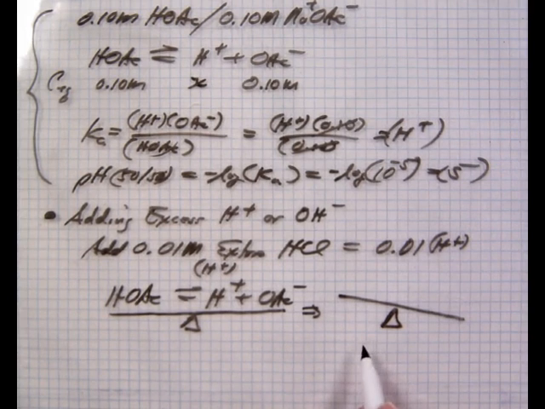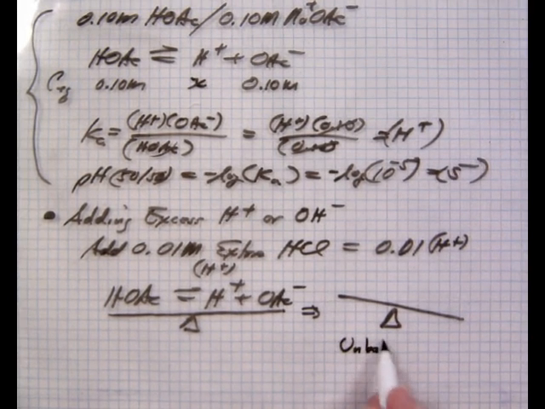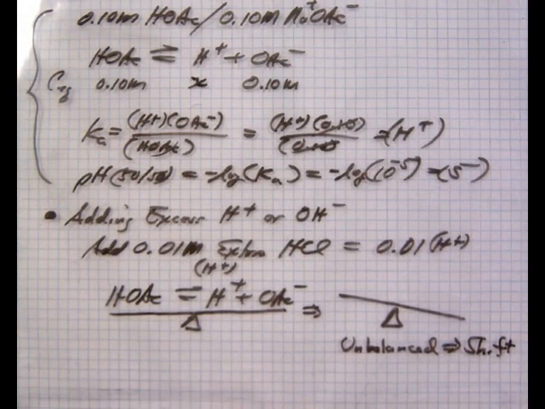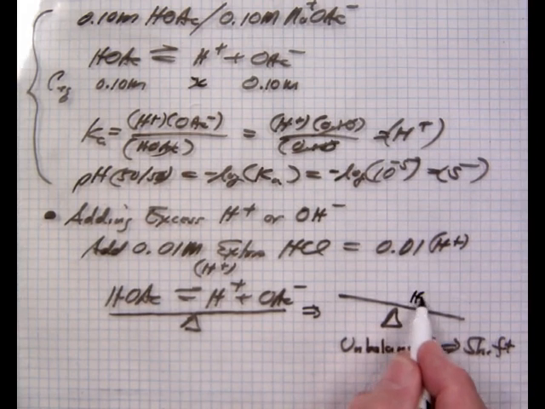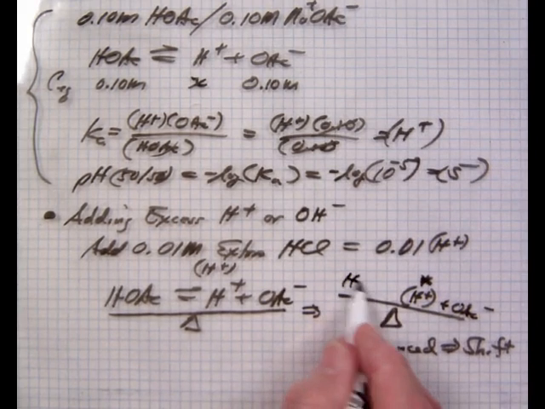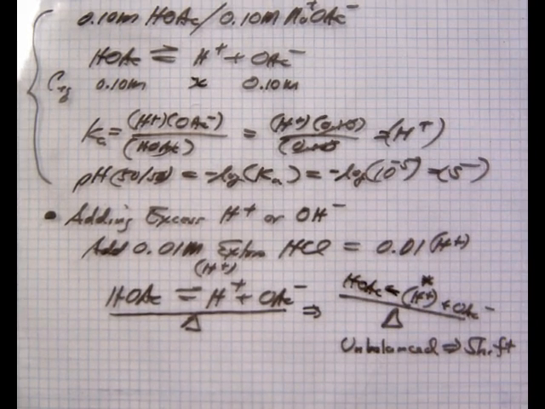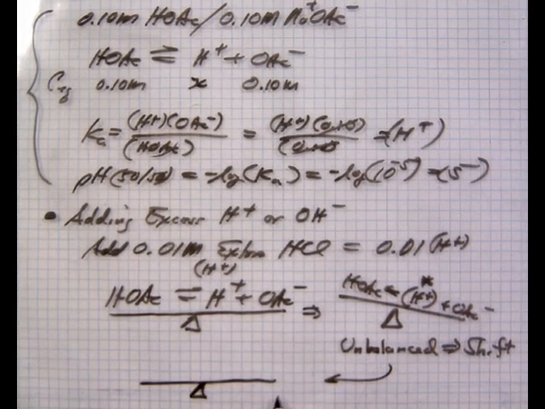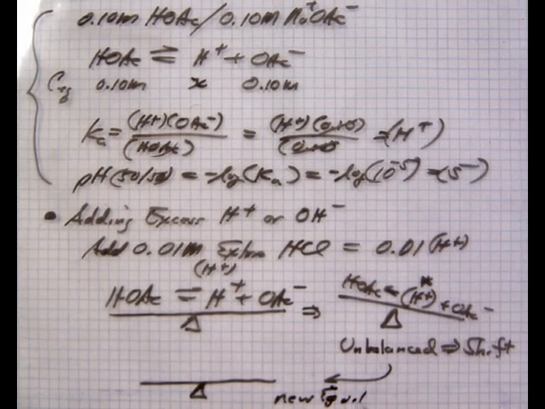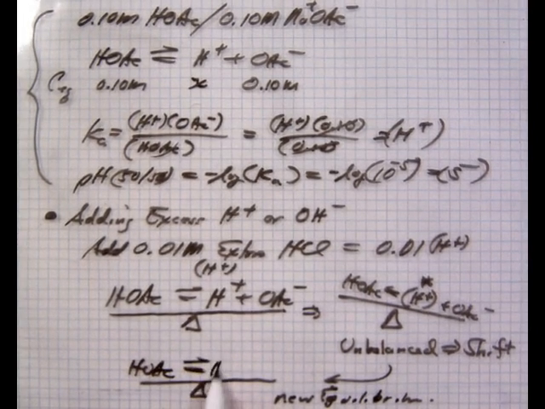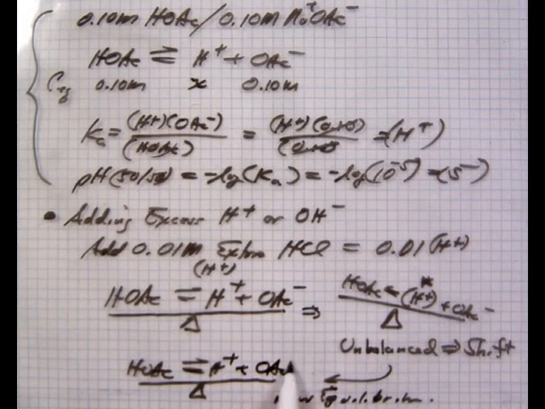And this is not at equilibrium. This is unbalanced, and this causes a shift in the equilibrium. So if it's low on the right side, that means you've got an excess of hydrogen plus, OAC minus, and HOAC. So that would cause it to shift to the left to reestablish a new equilibrium with new HOAC, new hydrogens, and new OAC.